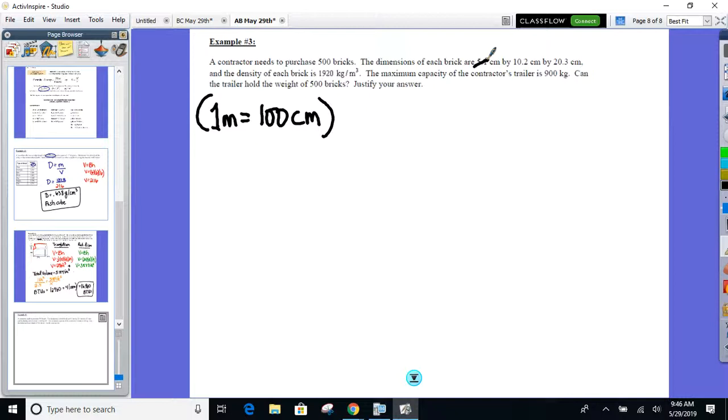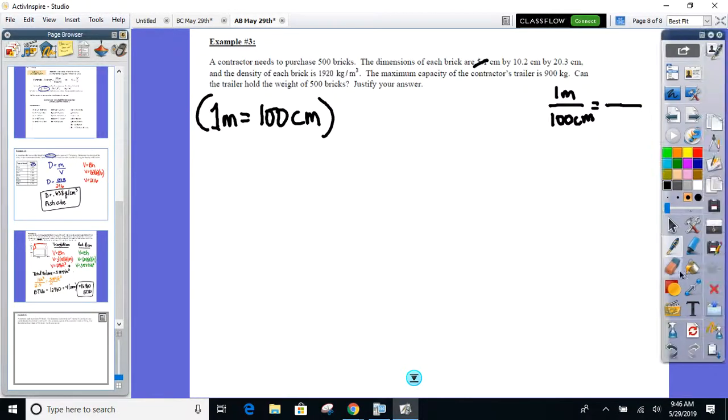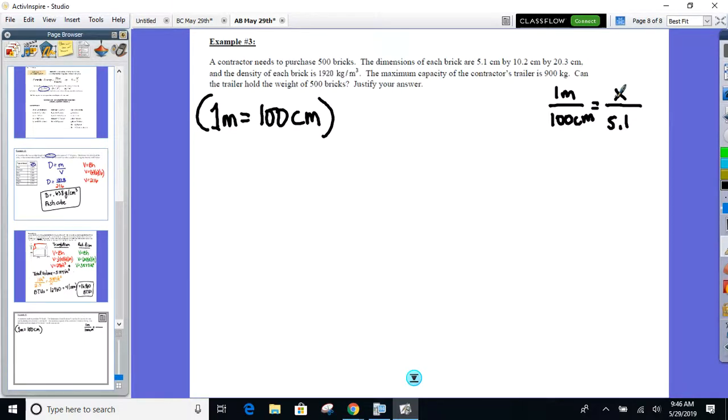A quick proportion that says the following. 1 meter off to the side equals 100 centimeters. Where do I put my 5.1? On the bottom with the centimeters. And that should answer your question really quick. Do you multiply or divide by 100? Divide it by 100. So everyone take 5.1, divide by 100, and we end up with how many meters? 0.051 meters. Got it? Keep going.